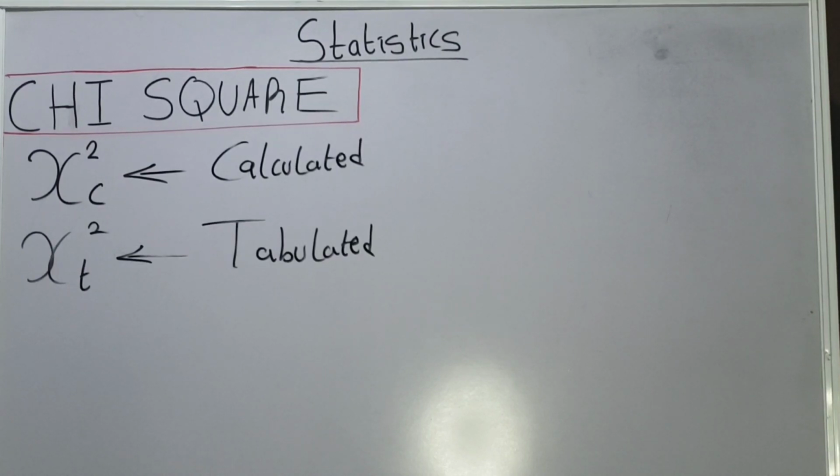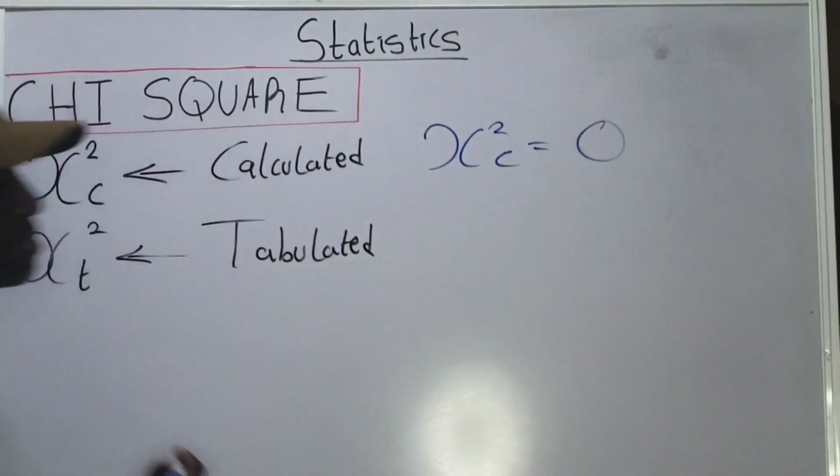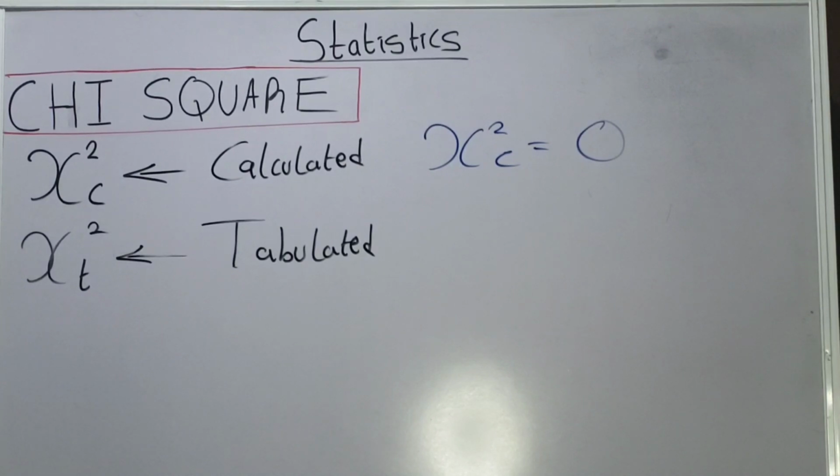Now, if the value of calculated chi-squared, listen, if x squared c is equal to 0, this implies that there is no deviation. There is no deviation between the expected and the observed frequency. There is no deviation between the observed and the expected frequency.